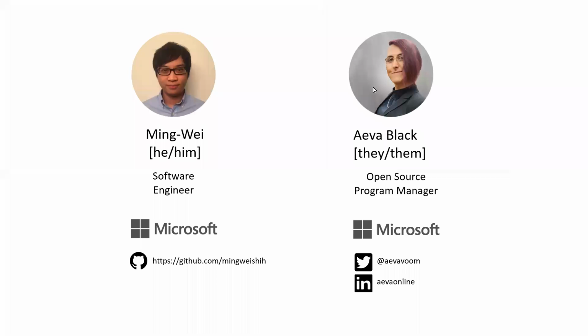Welcome everybody. My name is Ava Black and my pronouns are they and them. I'm the open source program manager for the Confidential Compute team at Microsoft. I'm also one of our representatives to the Confidential Computing Consortium.